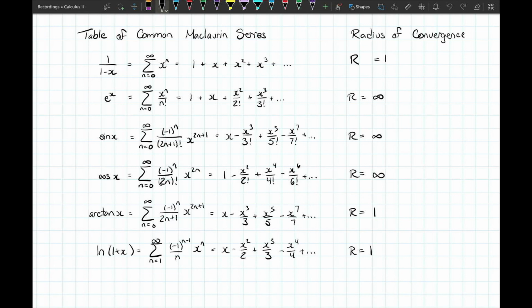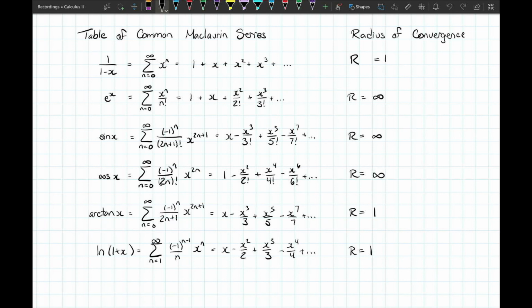And we've seen the exponential function e to the x has a very nice Maclaurin series. And we've seen cosine x. Sine x is very similar. These three functions here have a radius of convergence that is infinite, meaning that these power series converge to those functions over all real numbers.